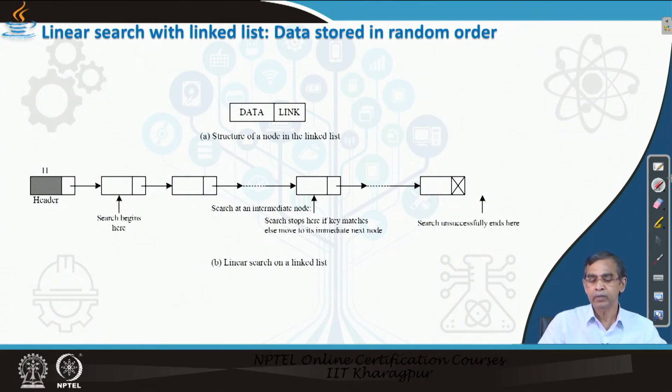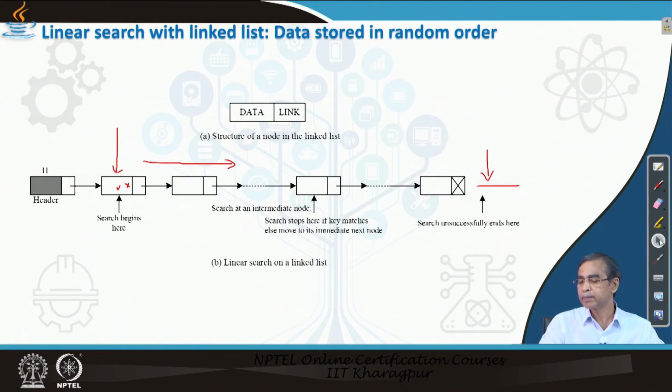Now, searching takes place as usual, starting from the first node. You first check whether your target element is present here or not. If not present here, then we move in this direction, and we repeat this until we find the element in a particular node or we reach the end of the list. In that case searching is unsuccessful, otherwise searching is successful. Again we are assuming that the data stored here is not in order, it is in random order.